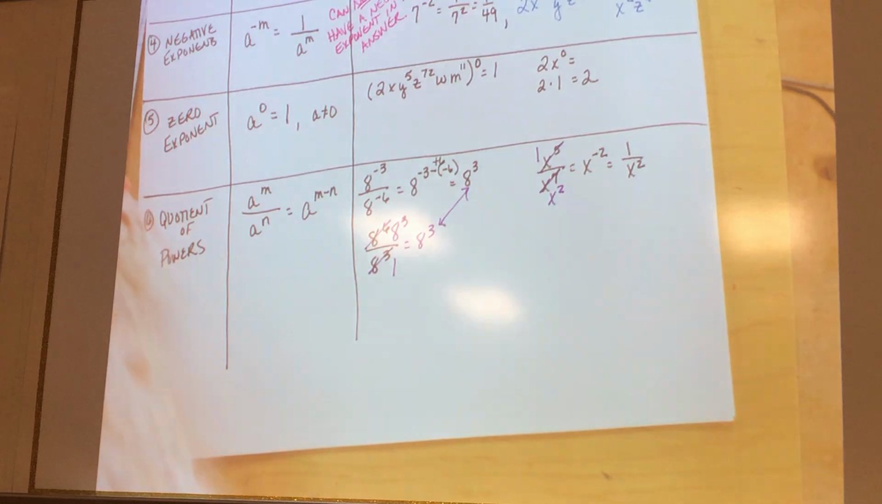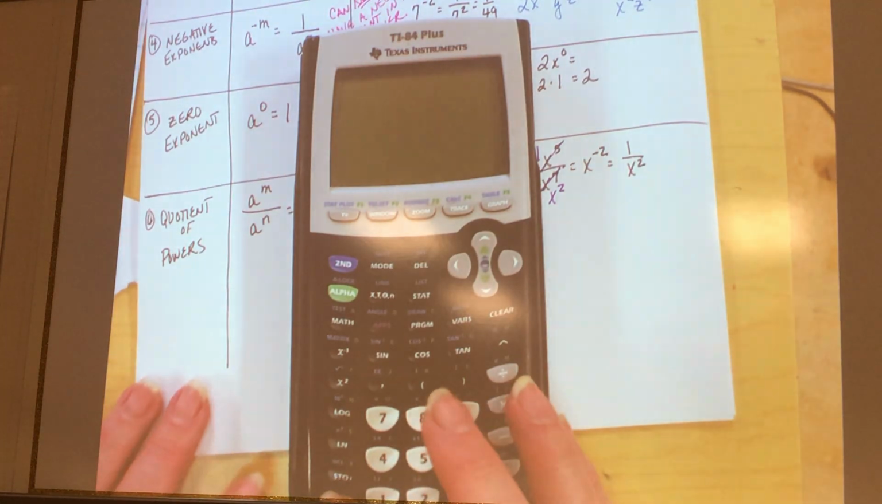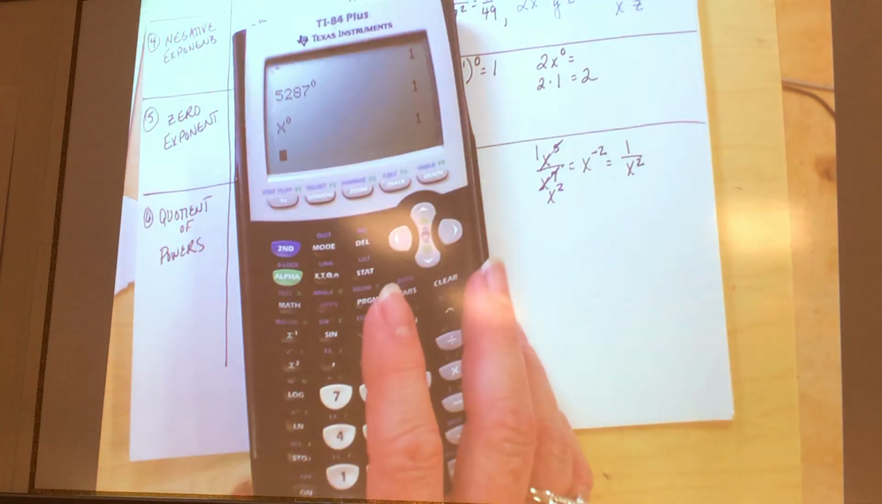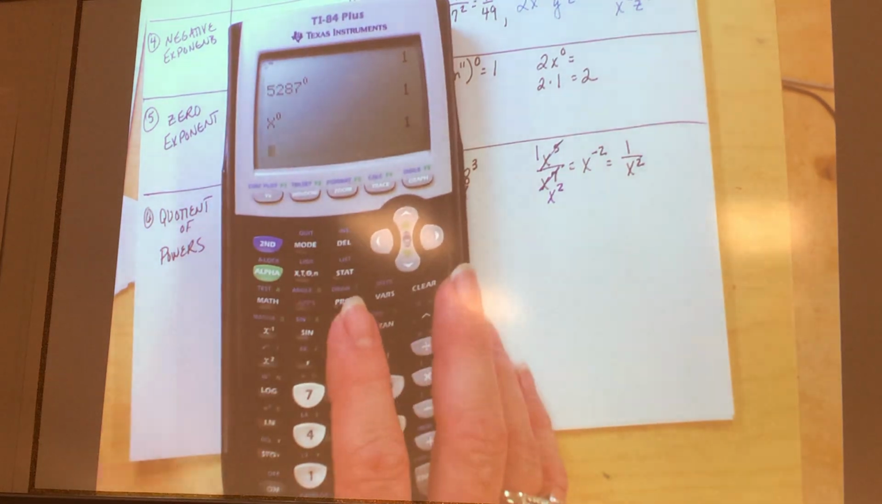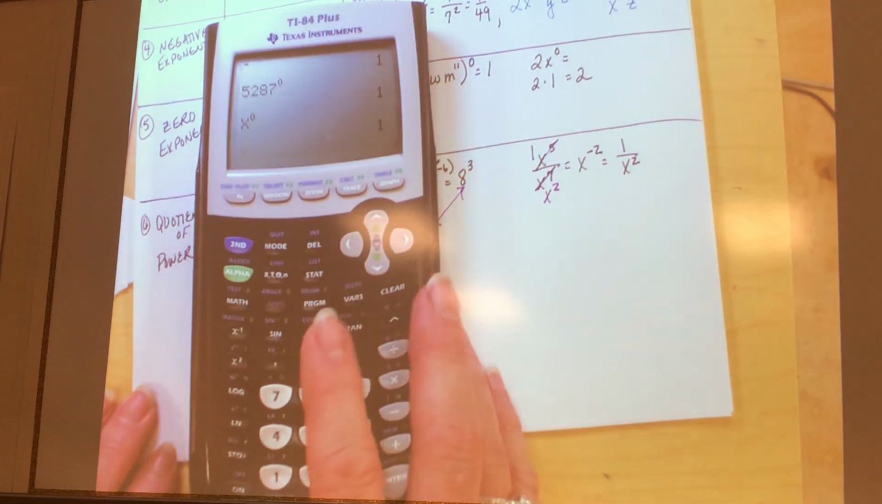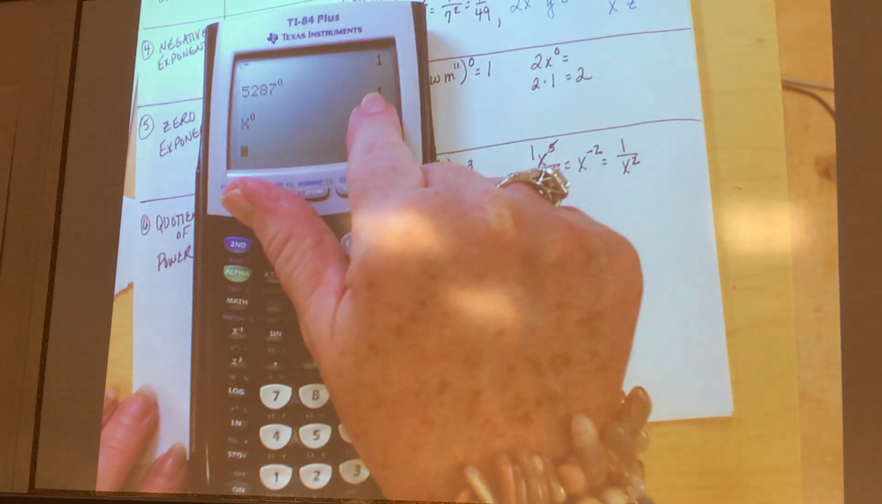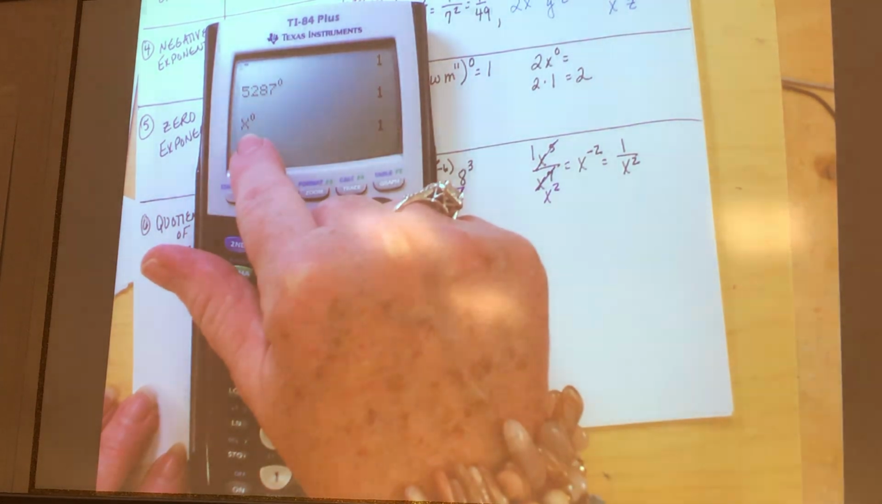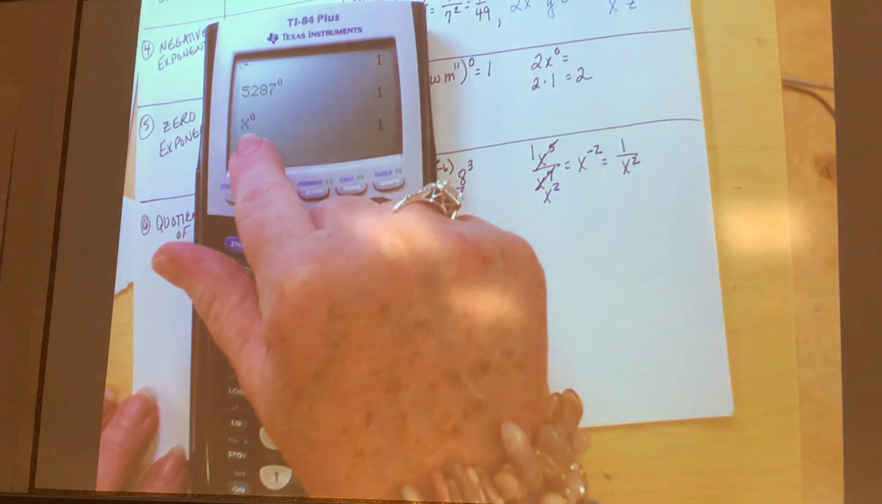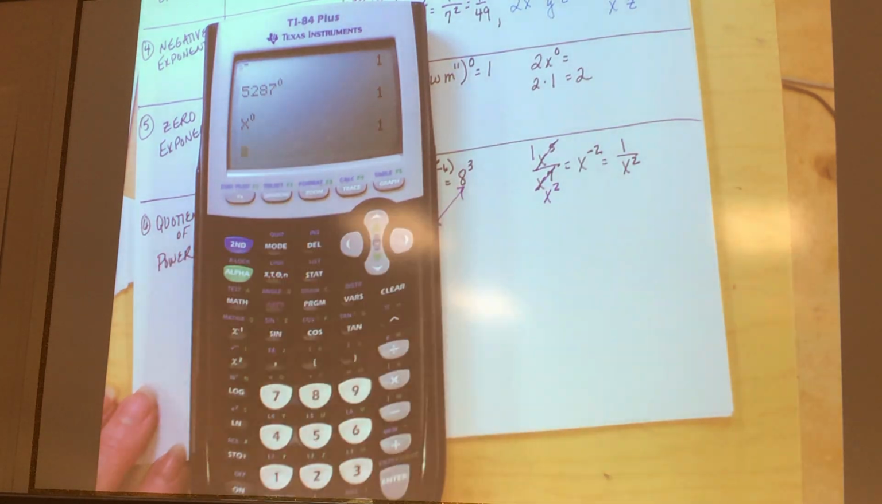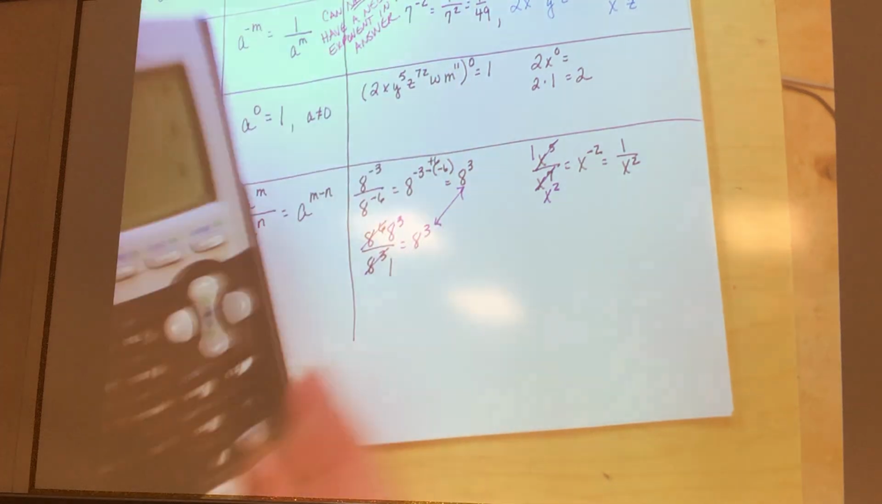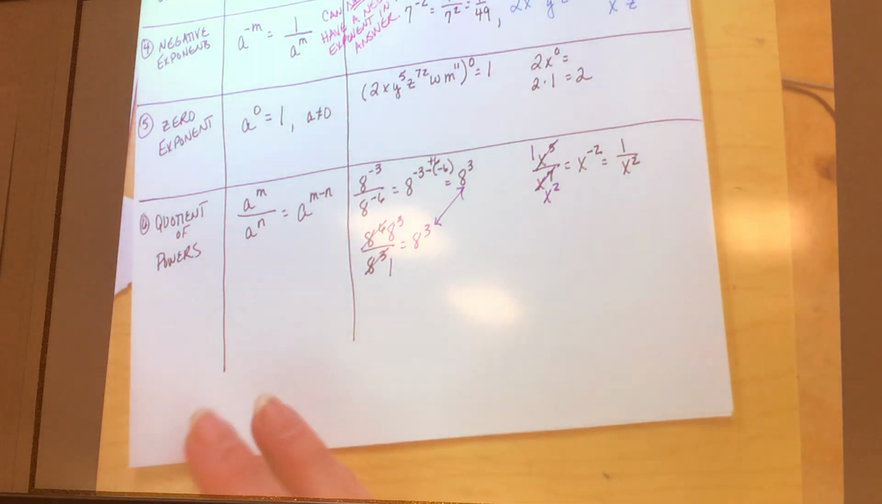I also want to tell you this. If you forget what it is, because sometimes on a test you kind of go, oh my gosh, I forgot. You could go, what is 5,287 to the 0 power? 1. I don't suggest you use variables in your calculator, but I did this time, just because it's the only time it will work. But you could use your calculator to kind of make you feel better about yourself.